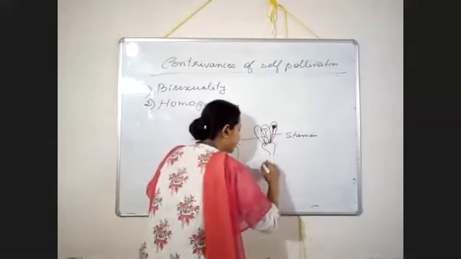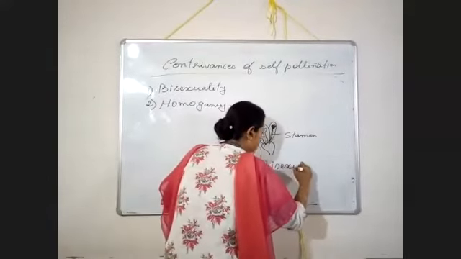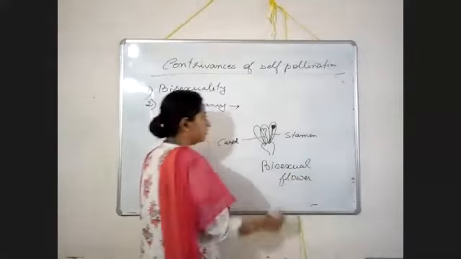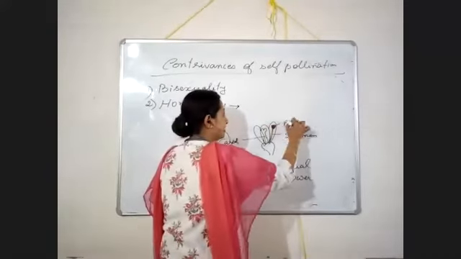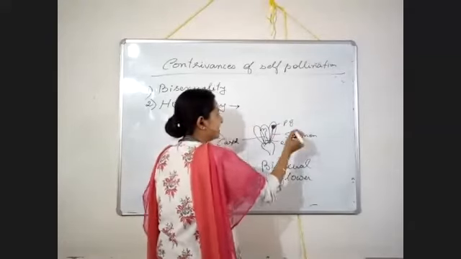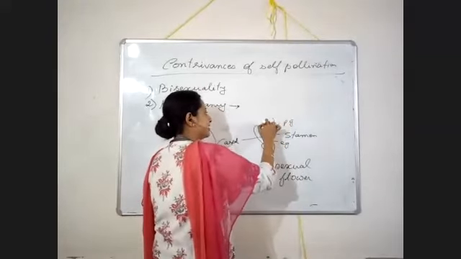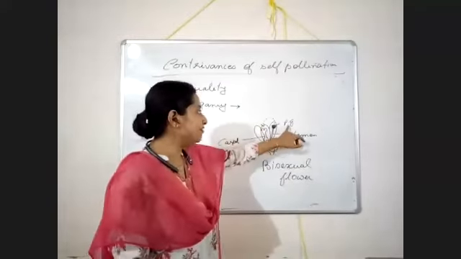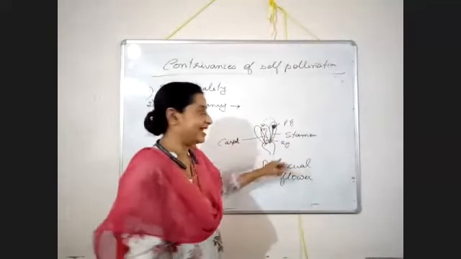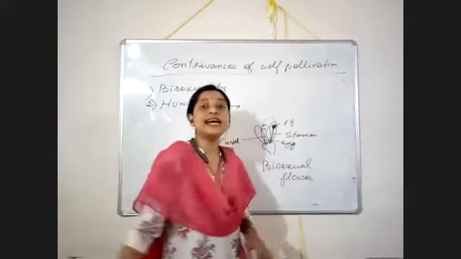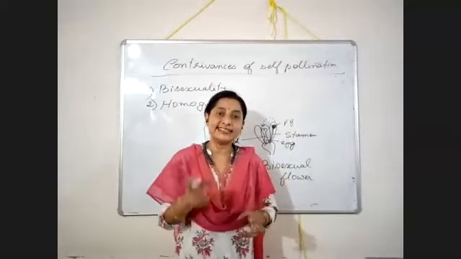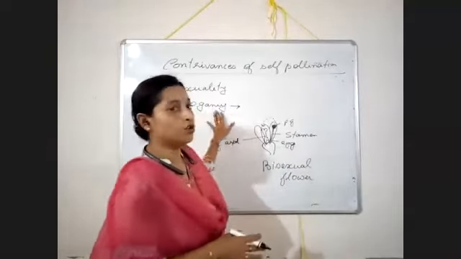And what type of flower is it? A bisexual flower. What does a bisexual flower have? Pollen grains, and eggs. So if this comes here, then what will happen? Self pollination will happen. Now what is homogamy? If the pollen grain and the egg mature at the same time, meaning both of them are ready for fertilization at the same time, that is what is called homogamy.